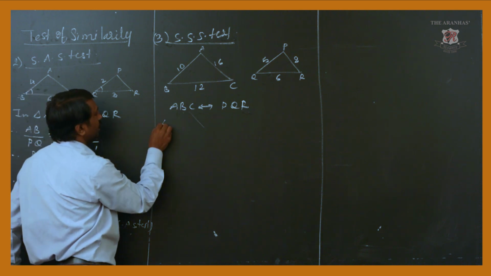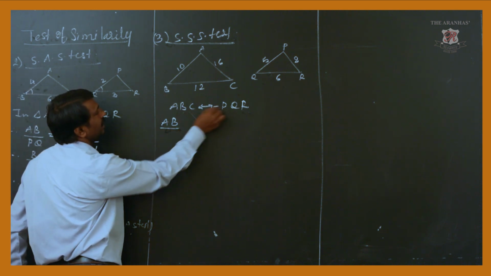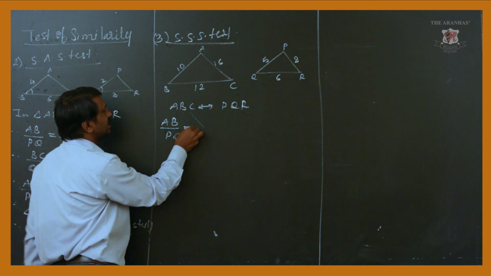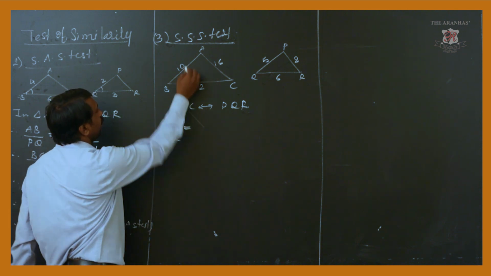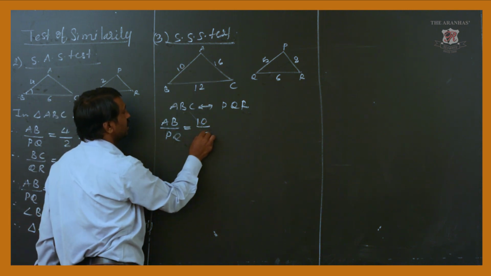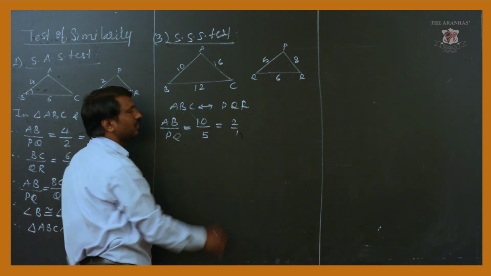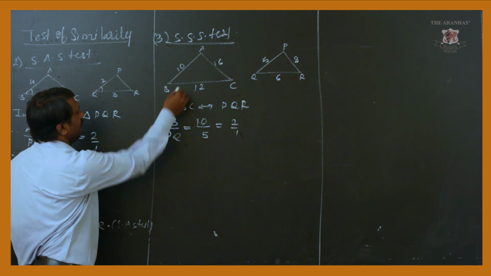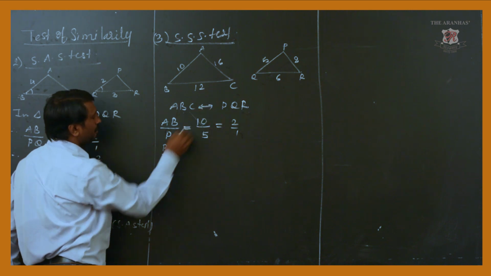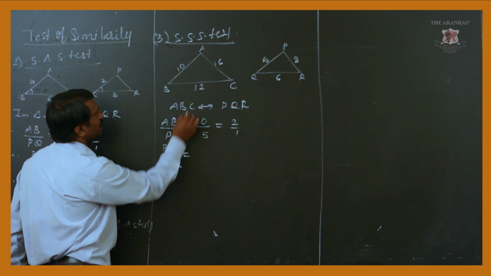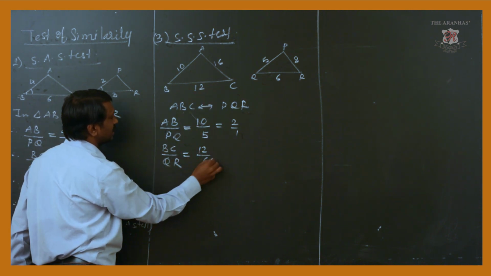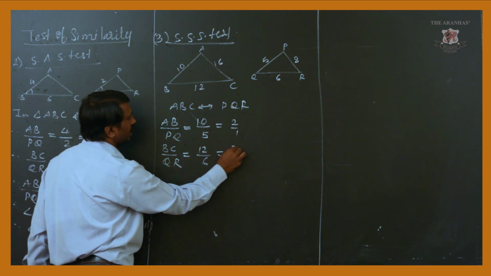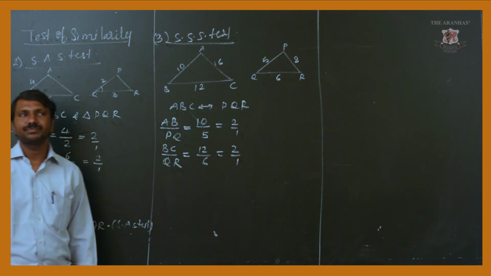Now, let us see. First we will compare AB upon PQ. The values are given: 10 upon 5, which equals 2 upon 1. Second is BC upon QR, whose values are 12 upon 6, which is equal to 2 upon 1 as well.